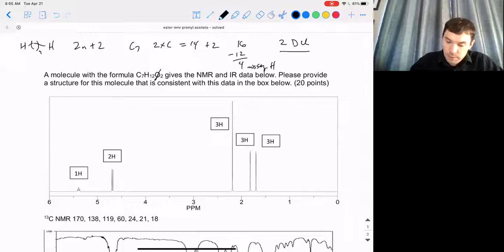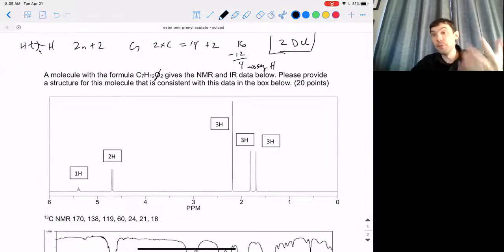Because of that, we would have 2 degrees of unsaturation in this molecule, and we would have to account for that. Remember, each degree of unsaturation is either going to be a double bond or a ring, and so we'll have to figure out which of those two it is down below.